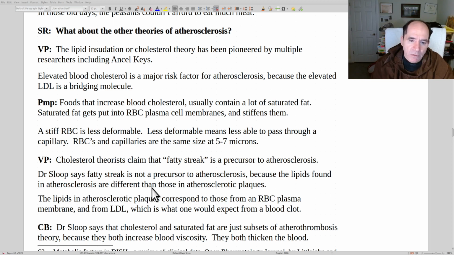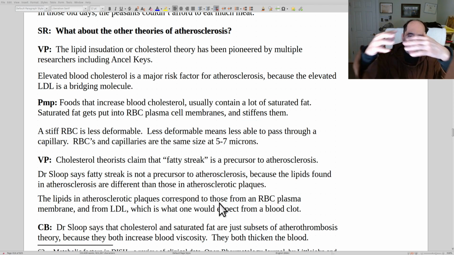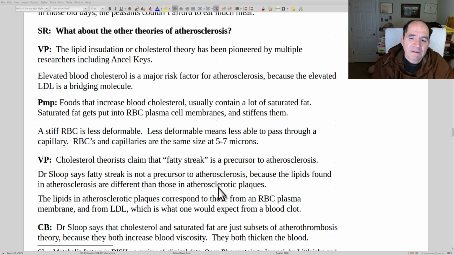Dr. Sloop says no. He says fatty streak is not a precursor to atherosclerosis. This is an important statement. Fatty streak is not a precursor to atherosclerosis because the lipids found in fatty streaks are different than those in atherosclerotic plaques. The lipids in atherosclerotic plaques correspond to those of the red blood cell plasma membrane and from LDL cholesterol, which is what one would expect in a blood clot.